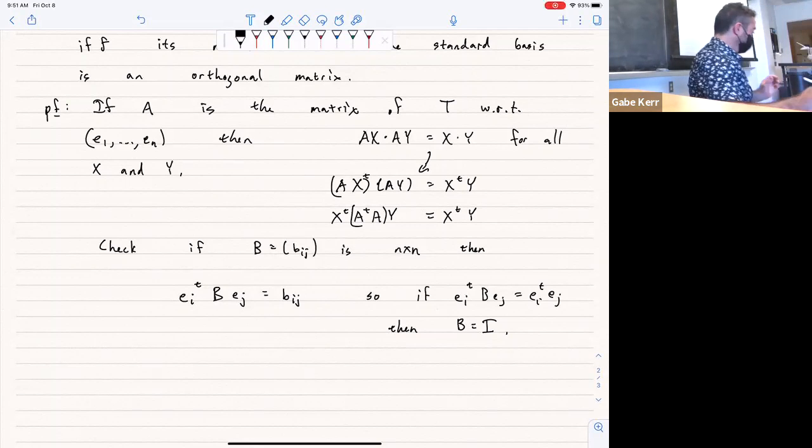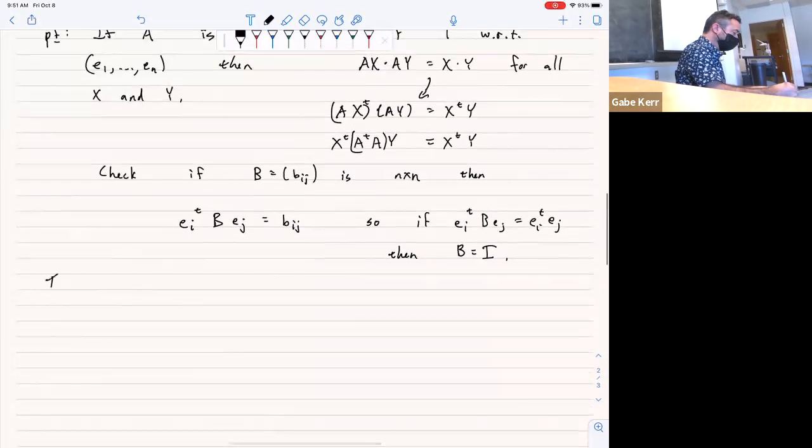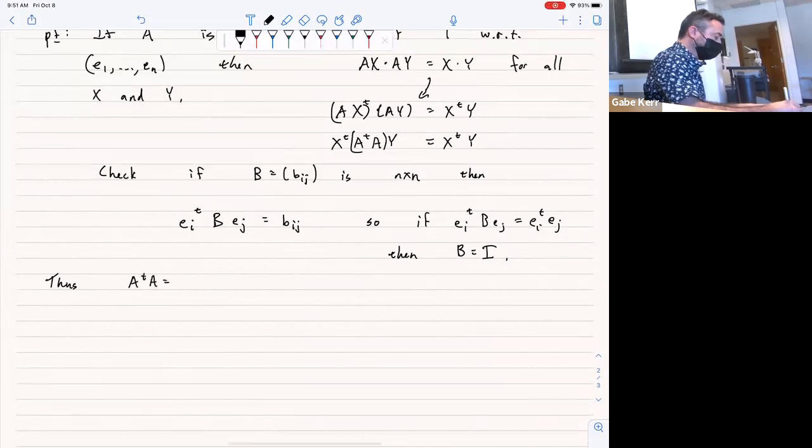So that shows, oh, sorry. That shows this. A transpose A equals the identity. We're done.